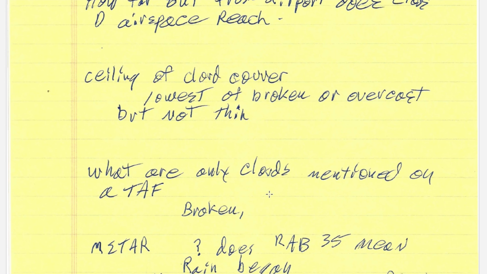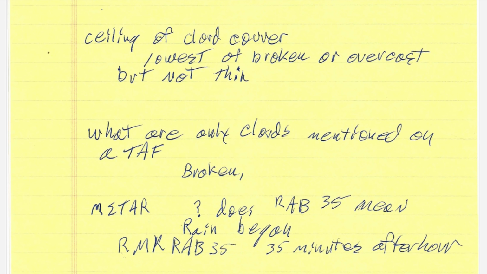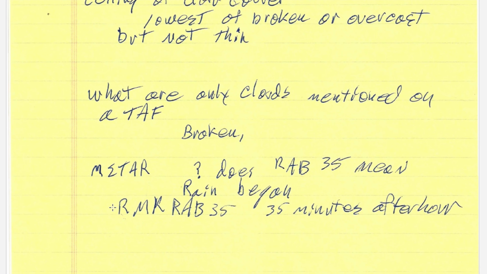What are the only clouds mentioned on a TAF? Broken clouds. METAR, okay? I think this was a question too. So RAB 35 on a METAR means what? It means that rain began 35 minutes after the hour, and that the RAB 35 will be in the remarks section.